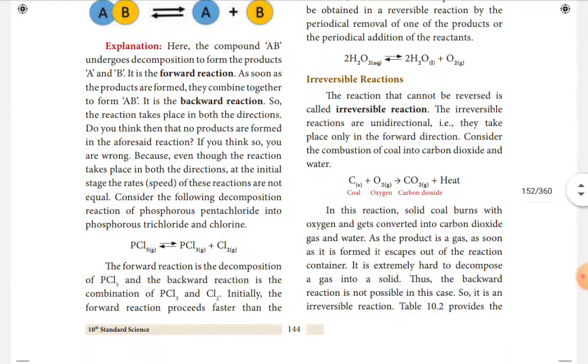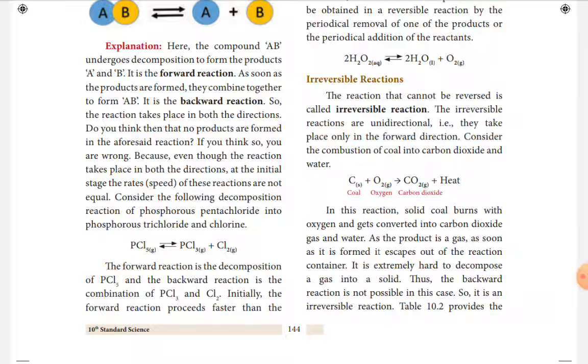And here one example is given. See, coal, which is a carbon solid, when combined with the supporter of combustion, gaseous oxygen, carbon dioxide gas will be formed and an enormous amount of heat will be evolved. So solid coal burns in oxygen and gets converted to carbon dioxide gas and water. As the product is a gas, as soon as it forms, it escapes from the container. So carbon dioxide tries to escape.